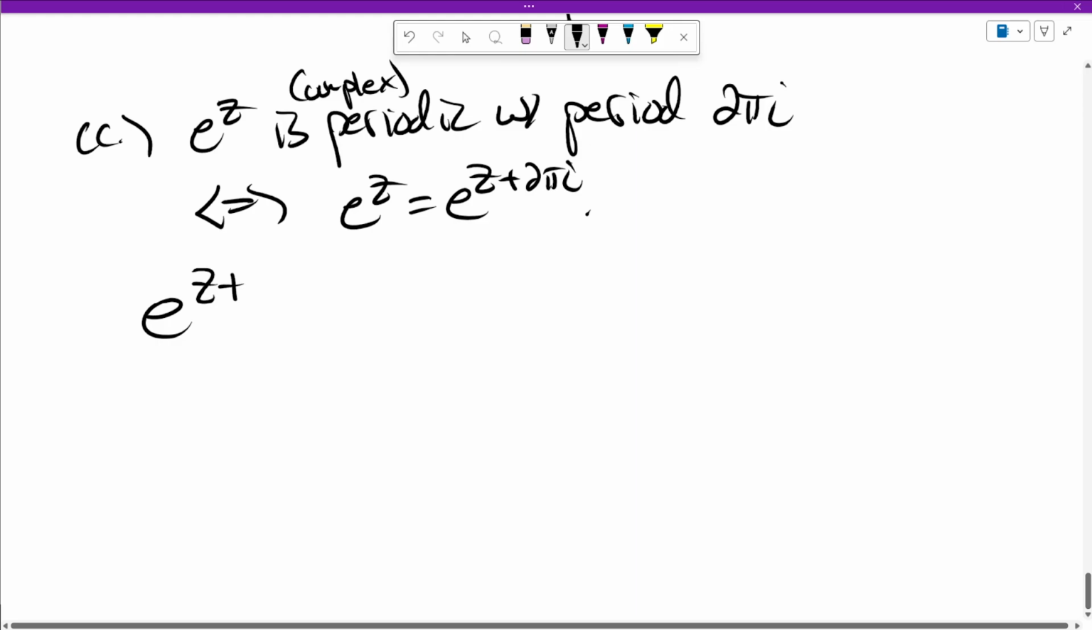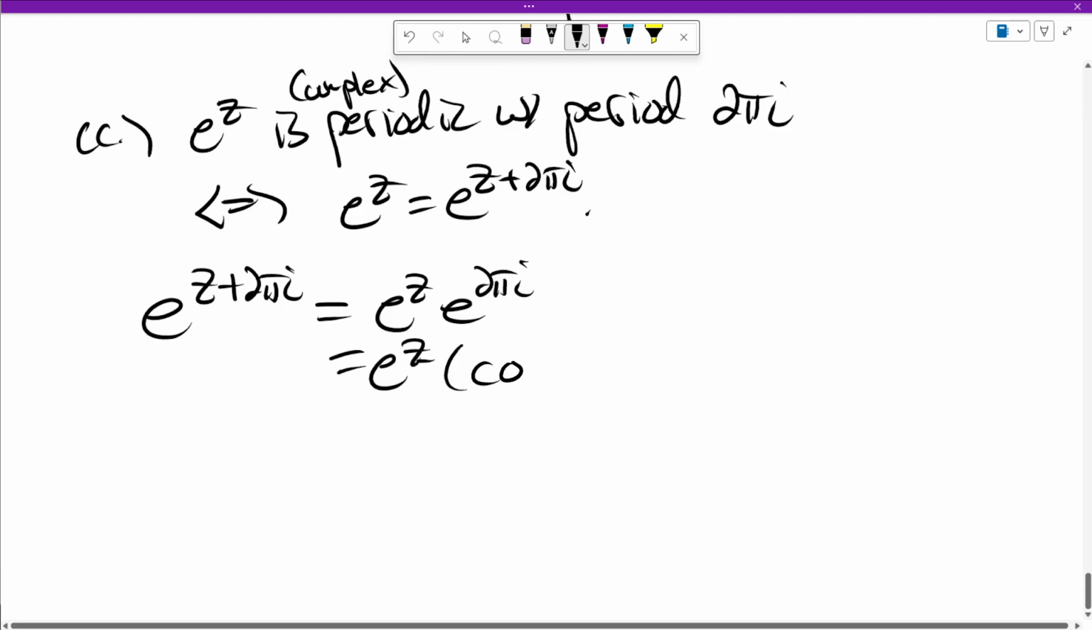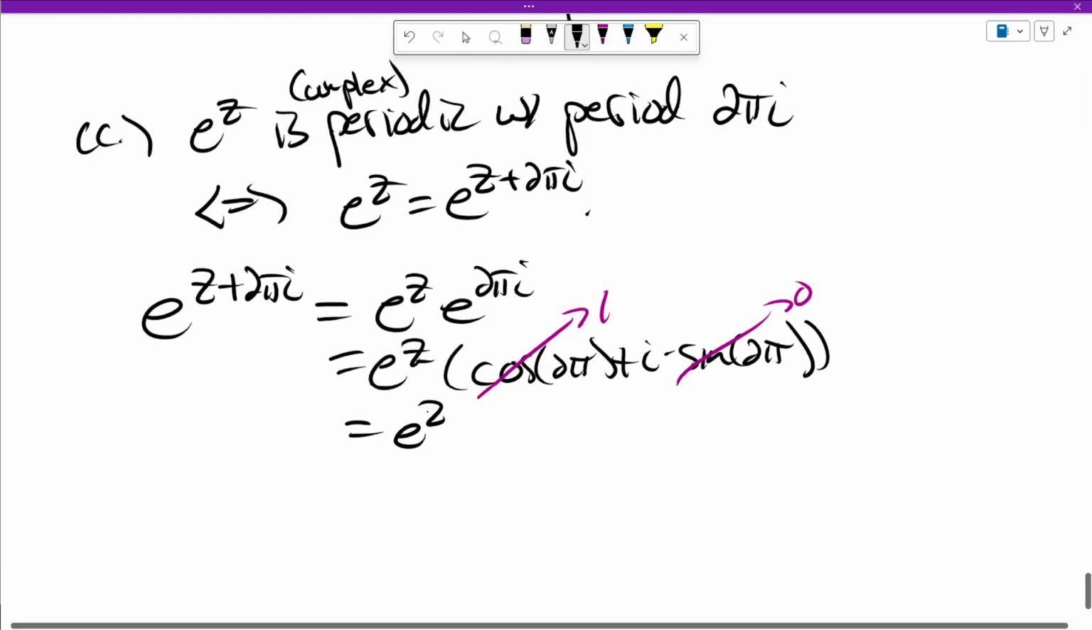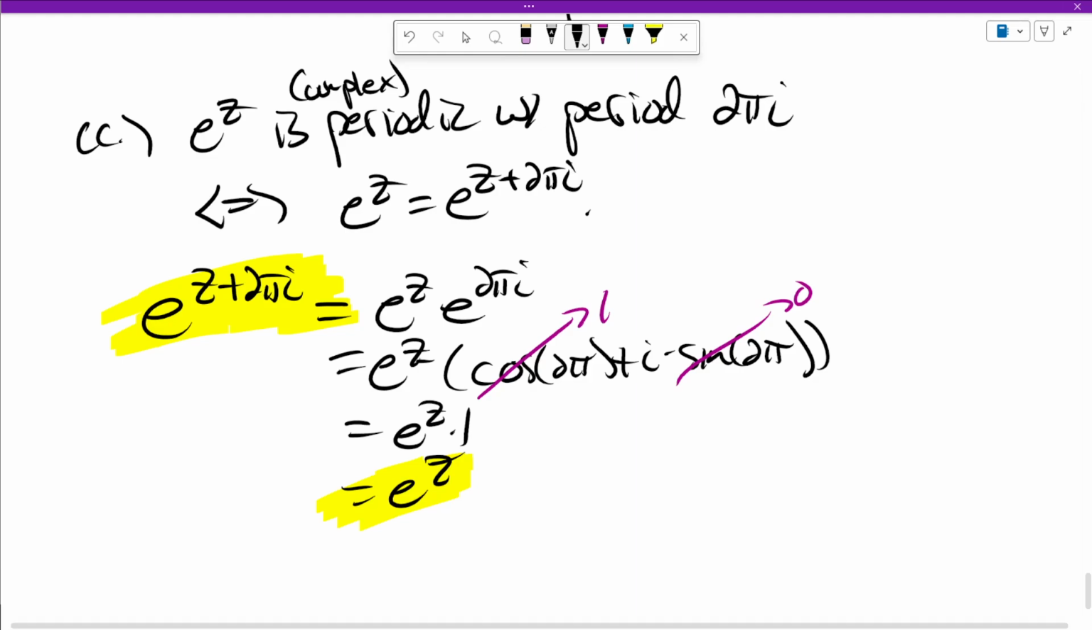So let's start with e to the z plus 2 pi i. We know that we can break apart our function as such. And e to the 2 pi i is cosine 2 pi plus i sine 2 pi. Sine 2 pi is 0, cosine 2 pi is 1. So we get 1 plus i times 0, which is 1. So that's e to the z times 1, which is e to the z. So on the far left side of our computation, we have e to the z plus 2 pi i, and on the bottom, we have e to the z. So periodic with period 2 pi i.